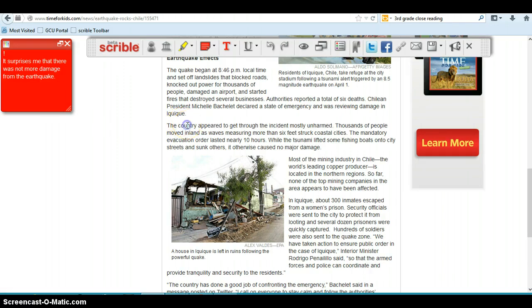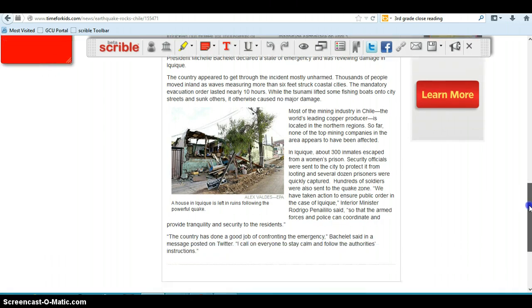What other surprising things did I find as I was reading? Oh yes, it says in here that Chile is the world's leading copper producer. The reason that surprises me and stuck out to me is because I live in a town that is also known for copper. So that is a connection that I have with Chile. So I will highlight this, still in red, because I'm still doing something surprising.